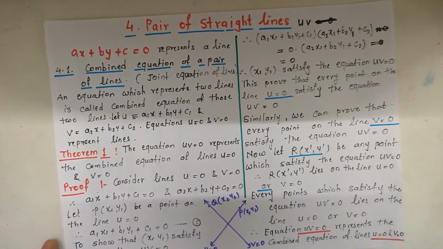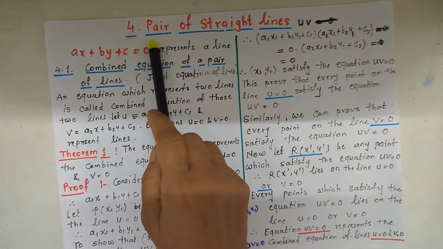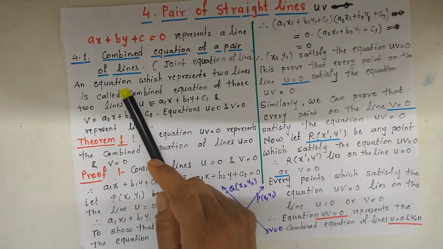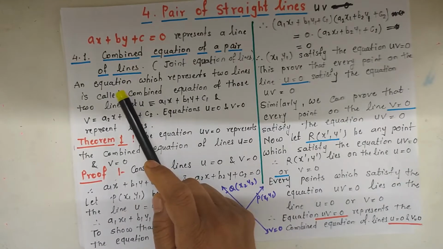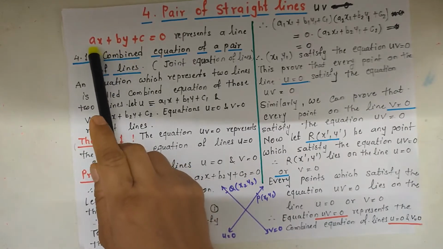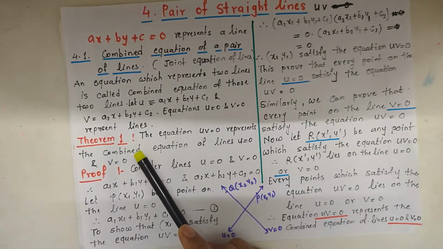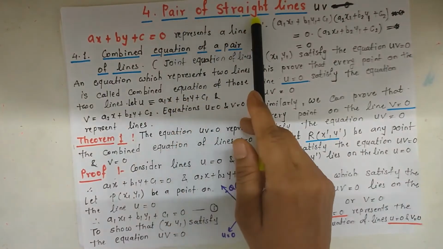In this video we are going to study the fourth chapter, pair of straight lines. In 11th standard we have studied the equation of line and various forms of the straight line. Generally the linear equation ax + by + c = 0 represents a line. In this chapter we will study the pair of straight lines.